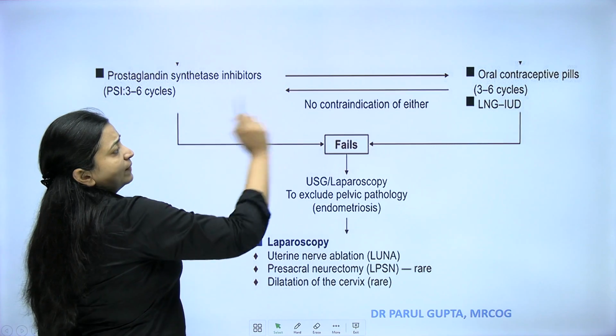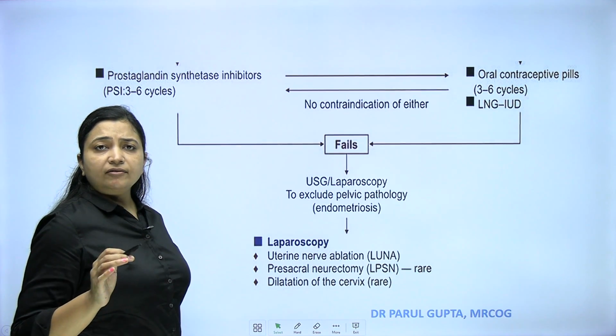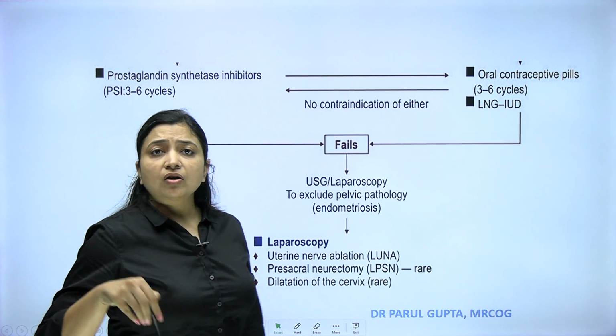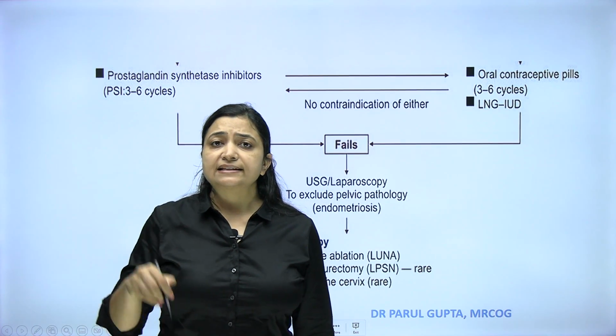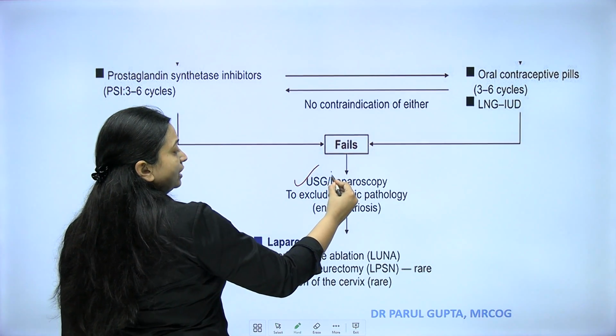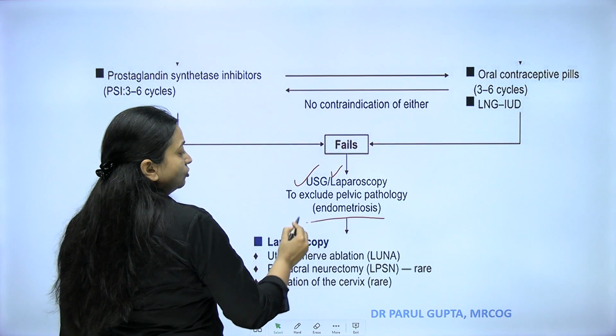But if both of the management options fail, you have given all the medical treatment, you have tried the LNG IUD, and it is failing, then you are wrong in your diagnosis. There is something else that we are missing out. What is that? Go for ultrasound again, go for laparoscopy to rule out endometriosis.